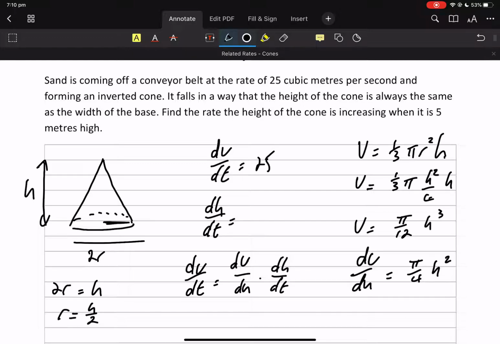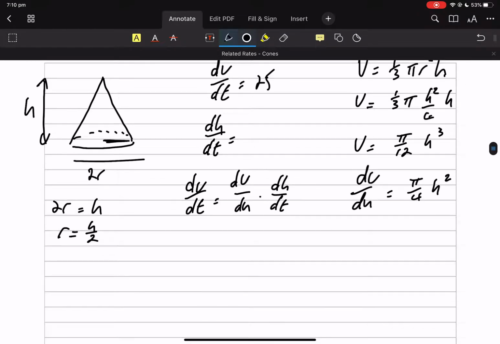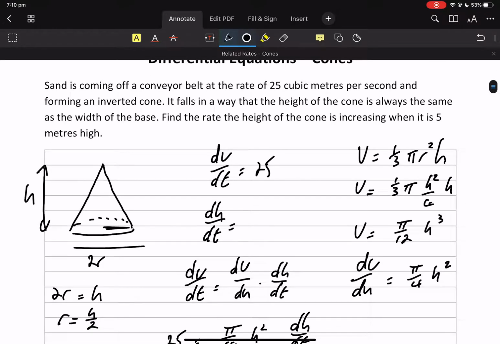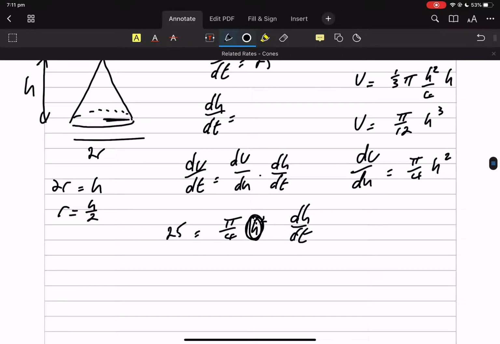So pretty much, I know what that is, and I need to find that. So let's sub it in. 25 equals, and then I've got a dH/dt. That's what I want to know. And remember in the question, it said that I wanted to know height increasing when it's 5 metres high. So that means that height is 5.